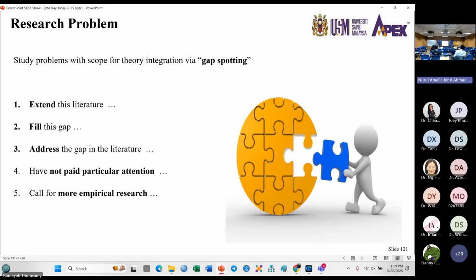All the journals expect you to do gap spotting. You want to publish, right? But you have no choice. Do what people want, right? Okay? So that's what he said. You need to do gap spotting.